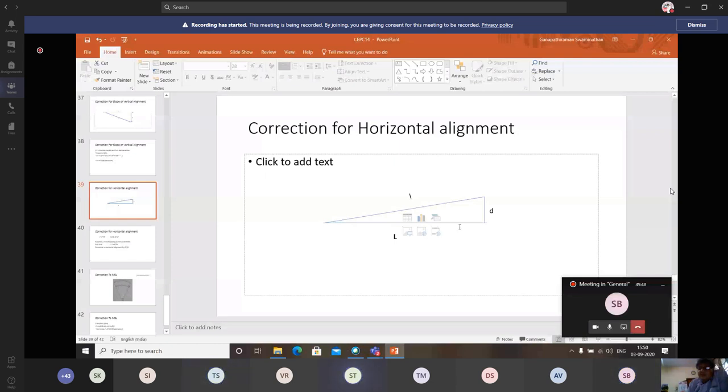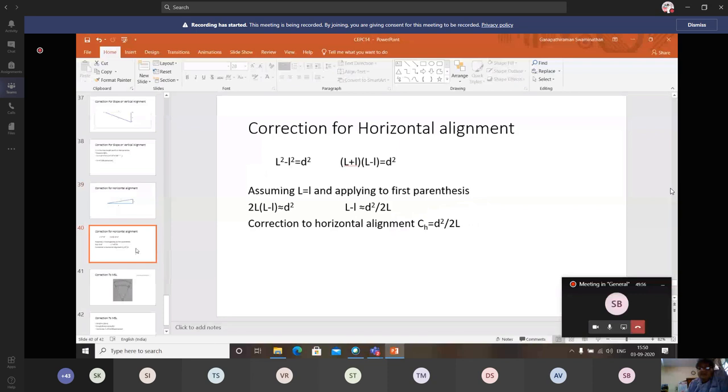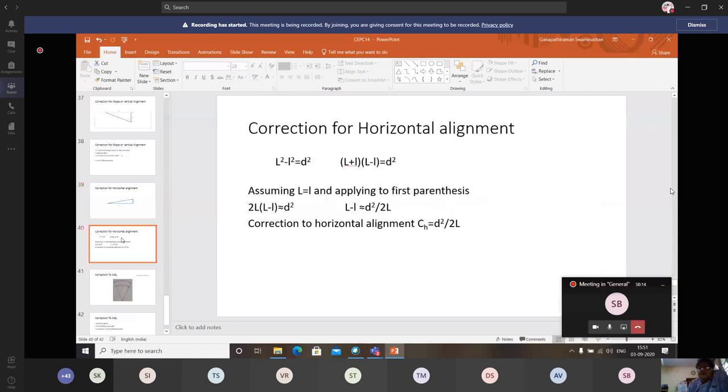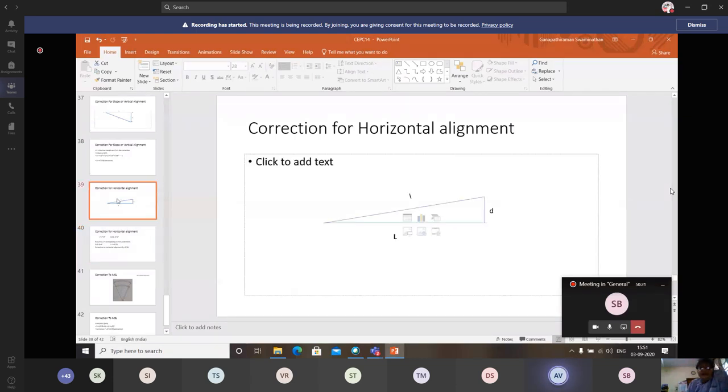So here this is departed by D. I have to find out a correction. So L square minus small l square equals D square, where L is the hypotenuse. You get the point? I think it has come the other way about. It should be small l square minus... it has come the other way.